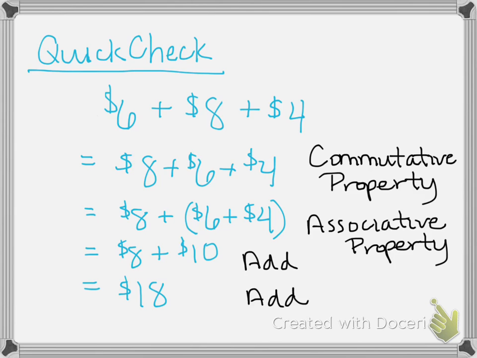That way I could put my 6 and 4 together because I know those are a multiple of 10. They add together to make a multiple of 10. So then I used the associative property and I put parentheses around the $6 and the $4. Then we just add within the parentheses, we get $8 plus $10, and then we add again to get a total of $18. So your answer should be $18, and you should have your properties listed off to the side, whichever ones you used to solve this problem.